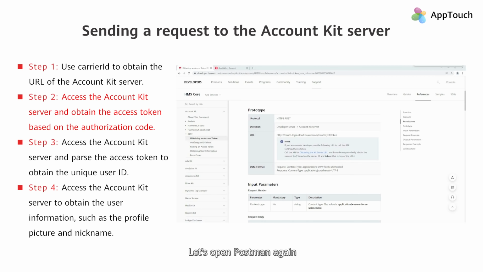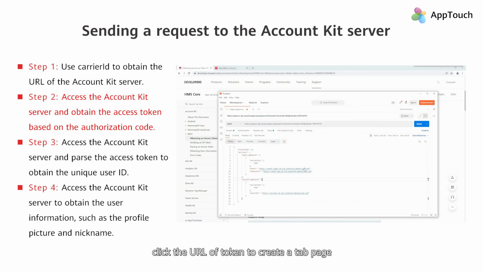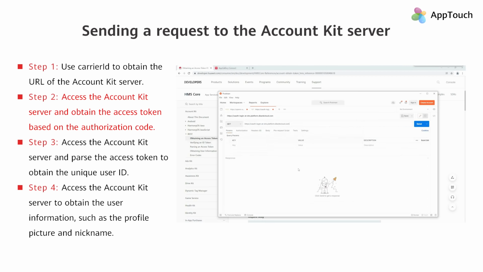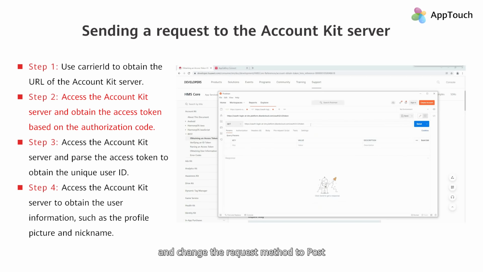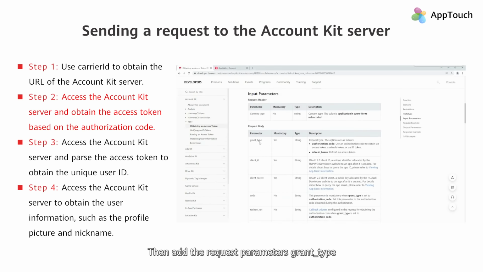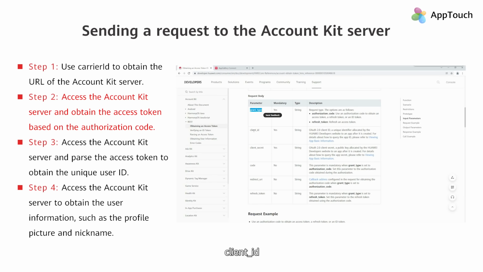Let's open Postman again. Click the URL of token to create a tab page. Use OAuth2 v3 token to complete the URL and change the request method to POST. Next, set the request body to the form format. Then, add the request parameters grant type, client ID, client secret, code, and redirect URI.